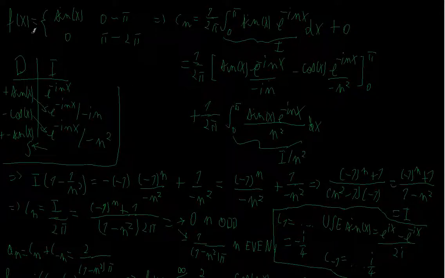We have the function defined as sine of x between 0 and pi, and 0 between pi and 2 pi. And of course, this is 2 pi periodic. And I want to take the Fourier series of it.